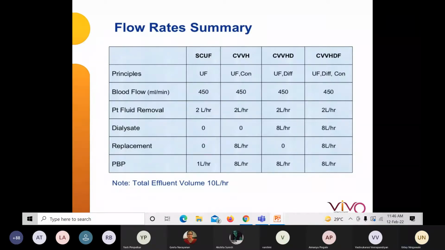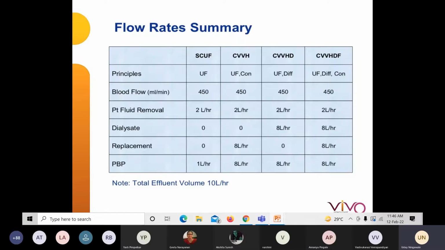Blood flow can go to a maximum. Patient fluid removal is a maximum of 2 liters per hour. Dialysis is in CVVHD and CVVHDF. In SCUF and CVVH, dialysis is not required. In CVVHD and CVVHDF, you can give a maximum of around 8 liters per hour of dialysis. Replacement is only needed in CVVH and CVVHDF, and the pre-blood pump, PBP, can give 1 liter per hour up to 8 liters. You can give that fluid through the PBP line. The total effluent volume is about 10 liters per hour.